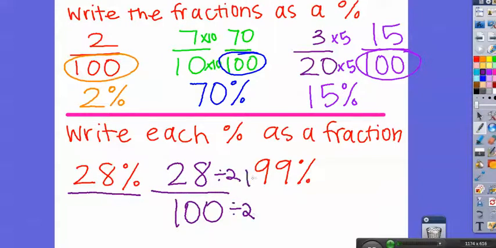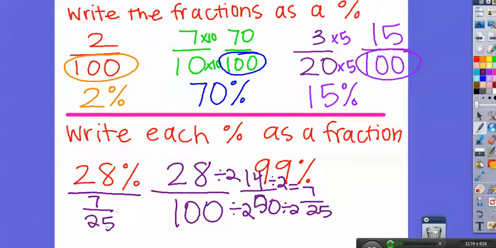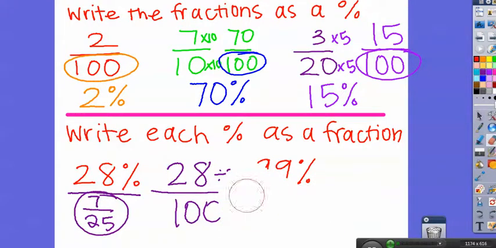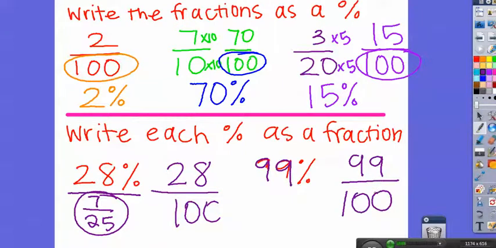And 28 divided by 2 is 14 over 50. And that can be divided by 2 again, or reduced again. Sorry, I'm running into our next problem. 7 over 25. So 28% is the same thing as 7 over 25. Now what if we have 99%? I'm going to erase this so we can see it again. 99%. Well, my numerator is going to be 99, and I need to put it over our magic number 100. So 99% as a fraction is 99 over 100, or 99 hundredths.